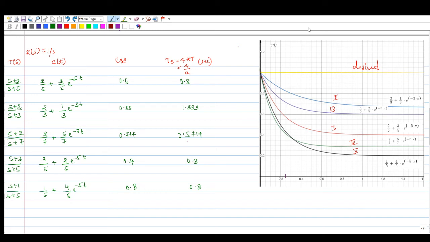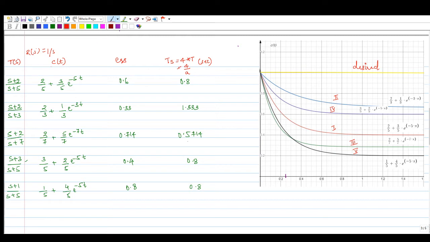In this video, we will understand the effect of location of the pole on the steady state error, the response, as well as the settling time, or indirectly the speed of the system. So I have taken 5 systems. System number 1 is (s+2)/(s+5). System number 2 is (s+2)/(s+3). Similarly, (s+2)/(s+7), (s+3)/(s+5), and (s+1)/(s+5).